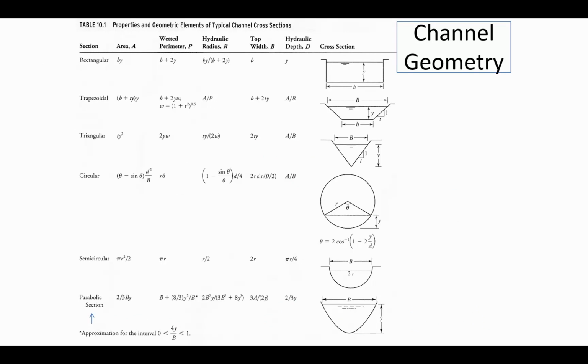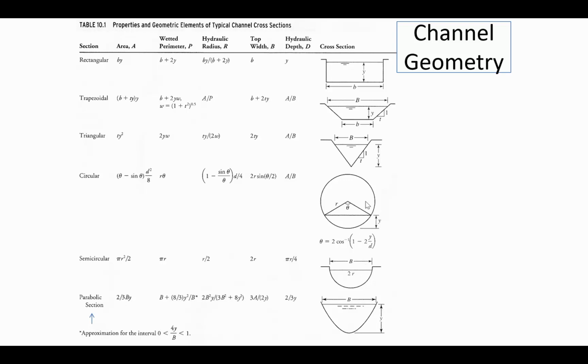There's a table in your book that I want to bring to your attention, table 10.1, and this is really important because it has some useful formulas to allow you to calculate. Some of them are pretty easy. Like for a rectangular channel, the area is quite obviously the depth multiplied by the width of the channel. But it's less obvious for some of the other shapes, like a parabolic section, for instance. The cross-sectional area of a parabolic section is 2/3 the top width of the channel multiplied by the depth y.